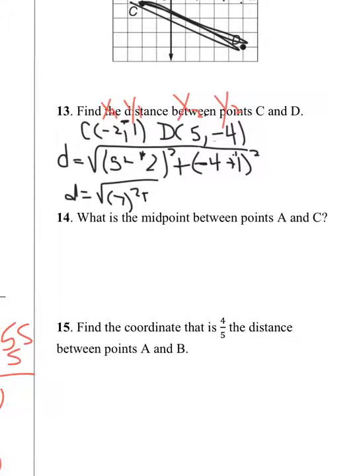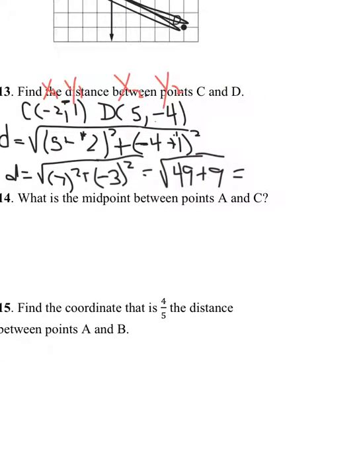So now you know. 5 plus 2 is 7. Negative 4 plus 1 is going to give you negative 3. So 7 squared is positive 49. Negative 3 squared is 9. 49 plus 9 is 58. It's not a whole number square root, and you don't have your calculator, so leave it like that.